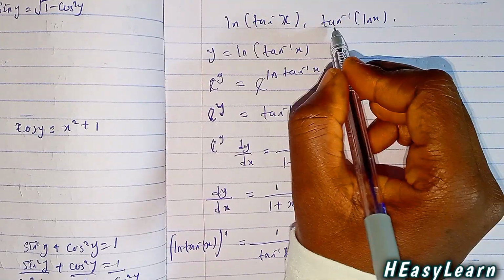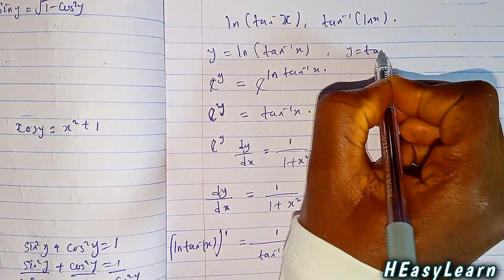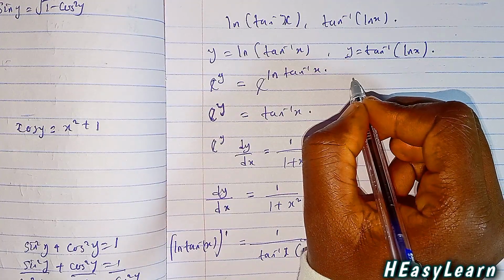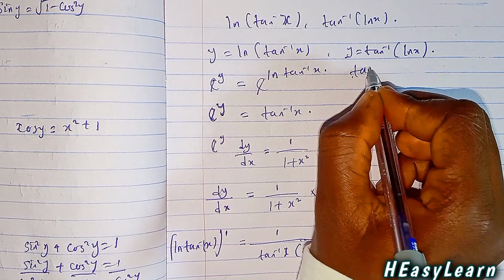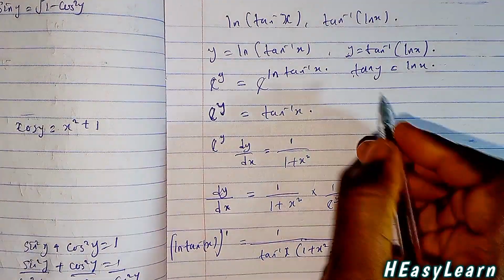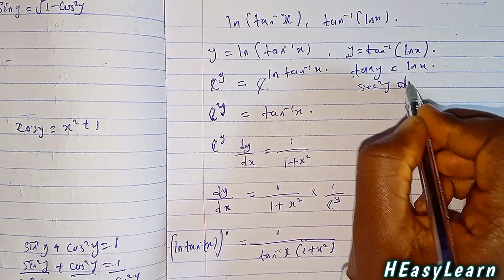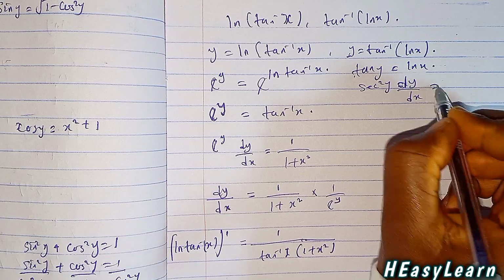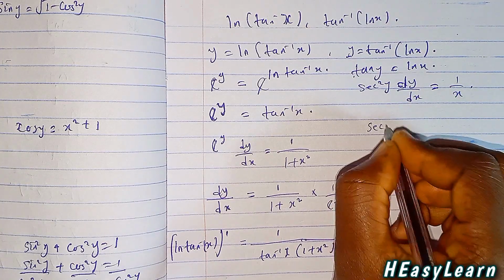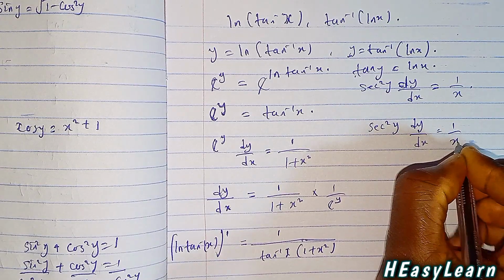What is going to be the derivative of tan inverse of ln x? In this case, let y equal tan inverse of ln x. Take tan of both sides. This is the same thing as tan y equals ln x, an implicit function. What is the derivative of tan y? It is sec squared y dy/dx. What is the derivative of ln x? 1 over x. So in this case, sec squared y dy/dx is equal to 1 over x.